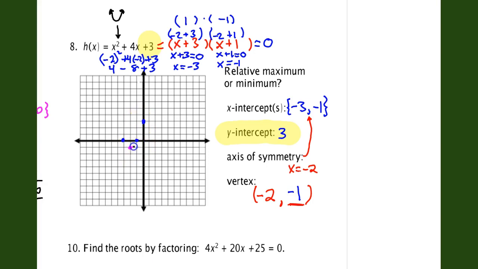And we can see that our graph will go like this. And then because of this y-intercept, I also know I'll have a similar point right here on the other side. So I'm going to draw it on the other side as well, and then draw the graph. There we go. And there is my parabola.